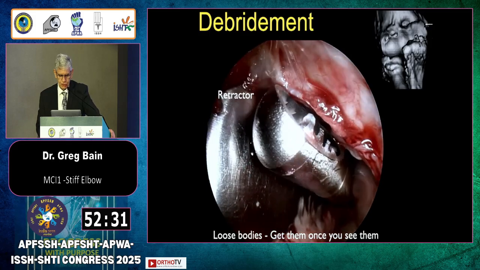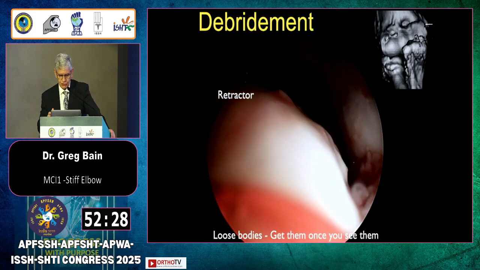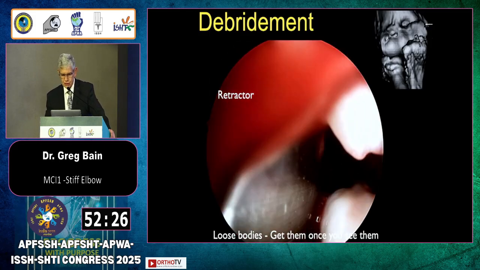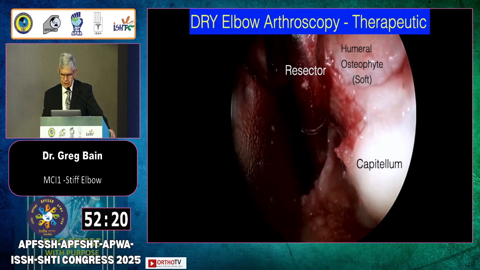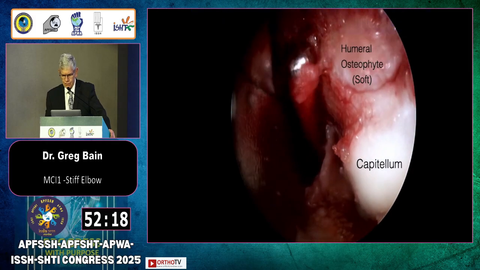So we would tend to do a debridement arthroscopically. You can see the retractor on your left, and then as soon as the loose bodies come into view, I recommend you just take them out then, because later on you might struggle to find them. And you can see these osteophytes over the radial fossa.